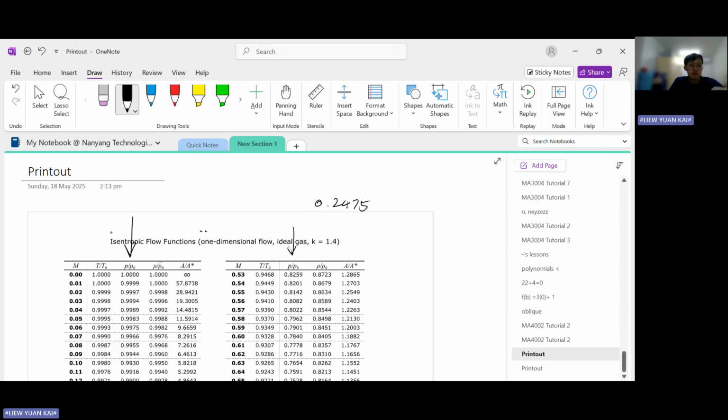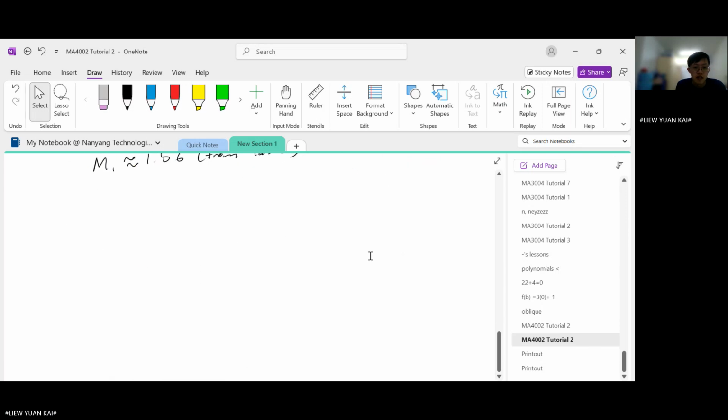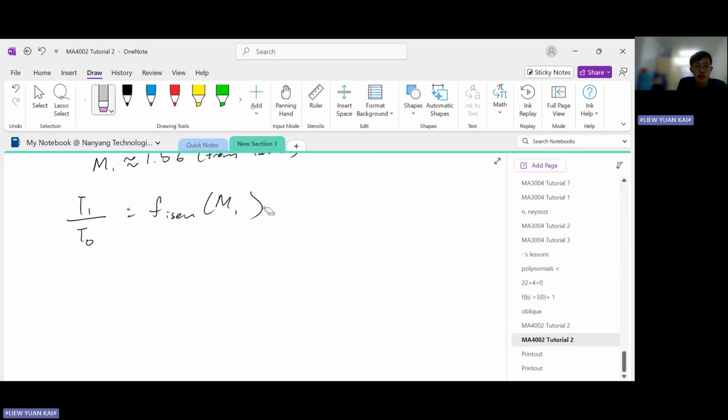The tables show that we have this temperature ratio column, so T over T naught. Because we want to find it at point 1, we label it as T1. So T1 over T naught is a function of your Mach number at point 1. But now the Mach number is already known, right? So let's label here: Mach number is equal to 1.56.